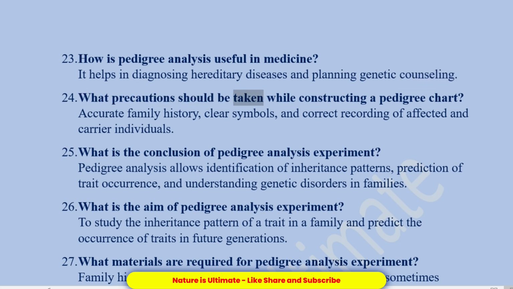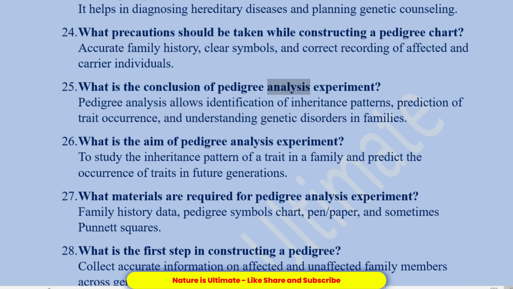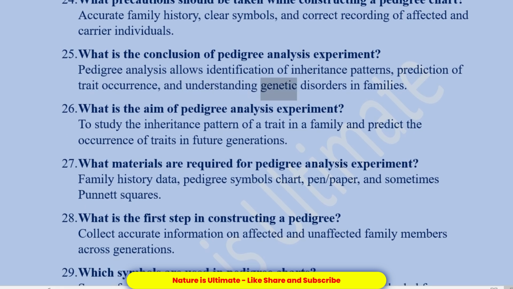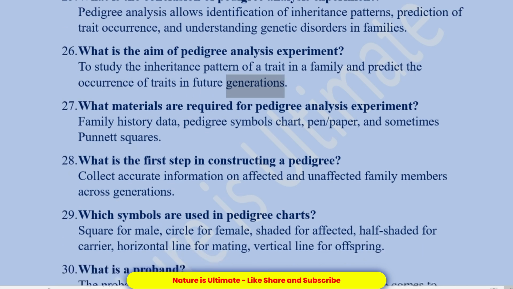What precautions should be taken while constructing a pedigree chart? Accurate family history, clear symbols, and correct recording of affected and carrier individuals. What is the conclusion of pedigree analysis experiment? Pedigree analysis allows identification of inheritance patterns, prediction of trait occurrence, and understanding genetic disorders in families. What is the aim of pedigree analysis experiment? To study the inheritance pattern of a trait in a family and predict the occurrence of traits in future generations.